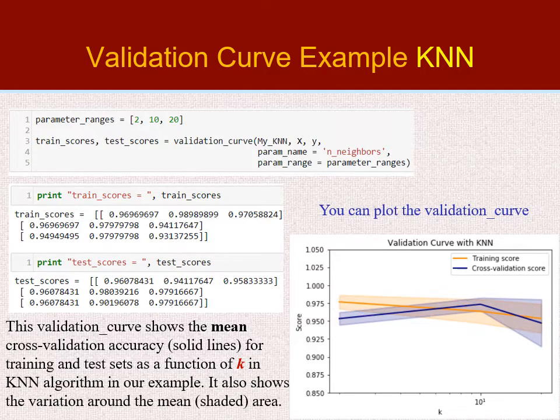The variation for these values is shown by the small shaded area around this solid line. For the training data set, this is shown in orange color, and for the test data set, it's shown by this solid blue color. Also, the variation is shown by the blue shade color here. So this variation curve shows the mean cross-validation accuracy score for training and test sets as a function of k, the number of neighbors in the KNN algorithm in our example.